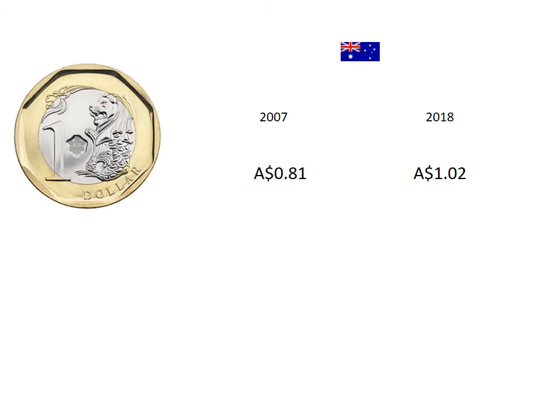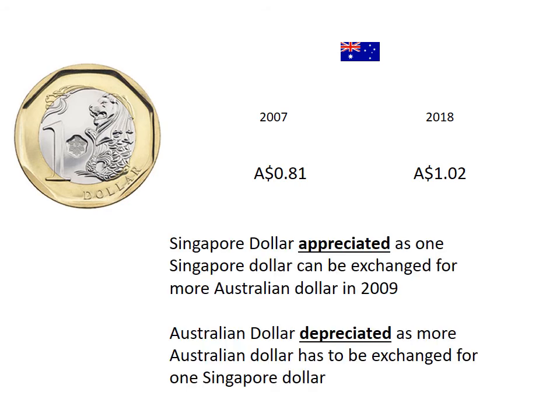If you are looking from the Australian perspective, in 2007 you only needed 81 cents to buy one Sing dollar. In 2018, 11 years later, you needed 1.02 Australian dollars to buy the same one Sing dollar. So you need more of your own currency to buy the other currency. So the Australian dollar has depreciated. Whichever side you look at, the conclusion is the same. The Sing dollar has appreciated, the Australian dollar has depreciated.